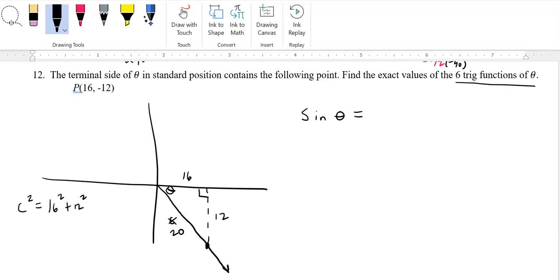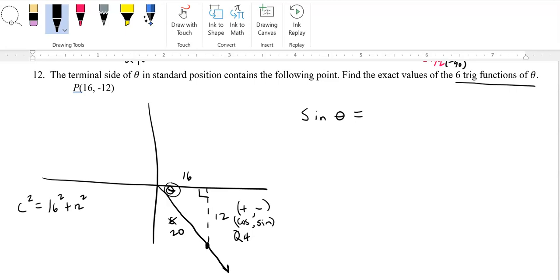So sine of theta, here's theta. Sine is opposite over hypotenuse. Okay, and in quadrant 4, sine is negative. Just think about the ordered pairs. X is positive, y is negative. So that means cosine is positive, sine is negative.